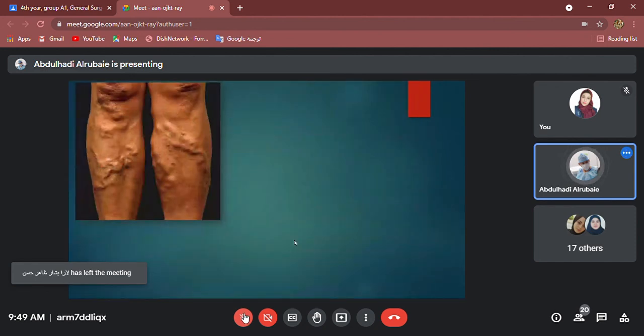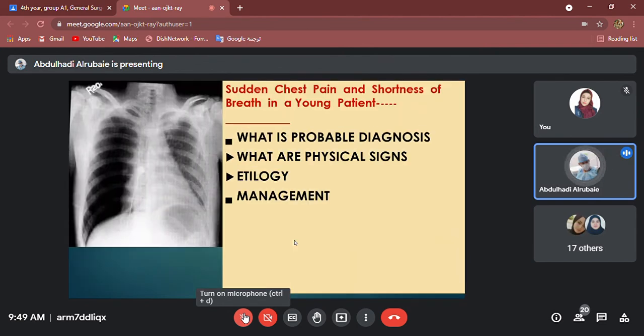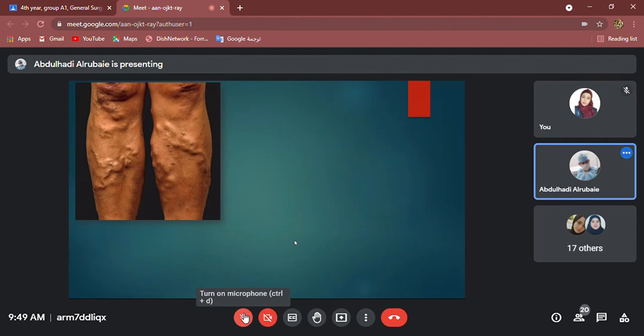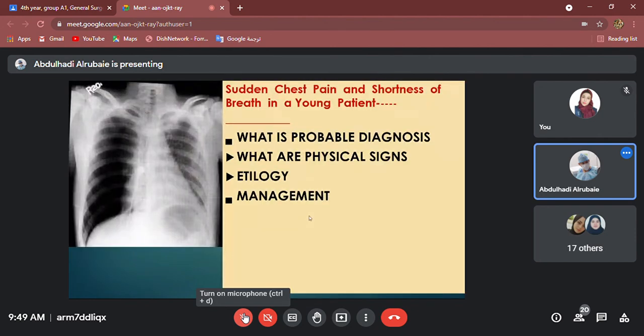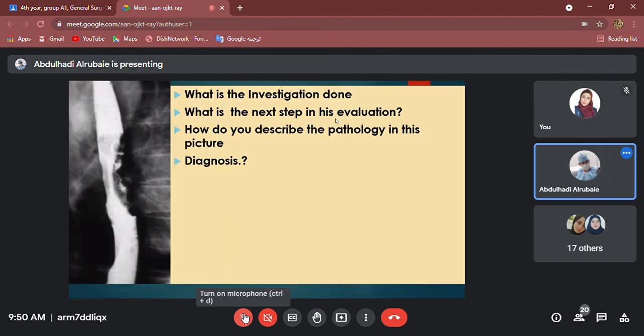What is this slide? Varicose vein, very good. Varicose vein. I don't think they will give you this one like this. Now, what is the investigation done here? Barium swallow. Barium swallow, very good.